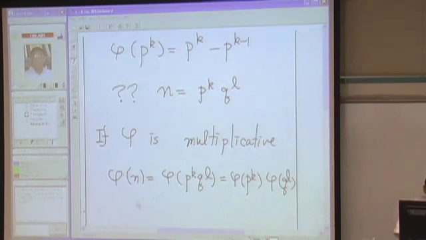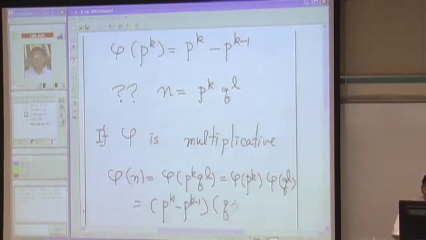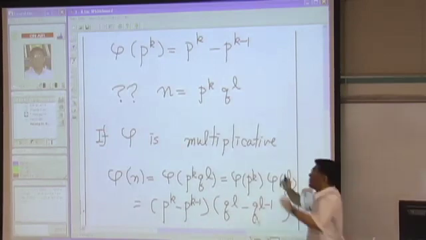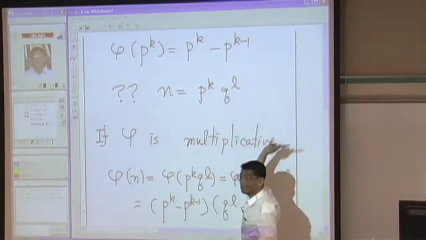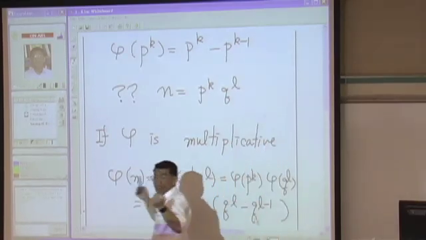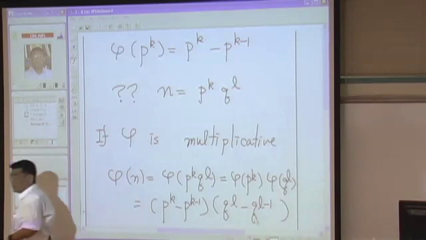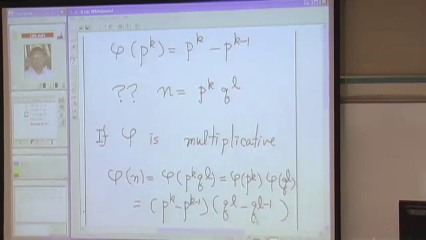Then it is p to the power of k minus p to the power of k minus 1, and then q to the power of l minus q to the power of l minus 1. Do you see? No matter how many factors are here, we can use this principle all the time. But there is one big problem.